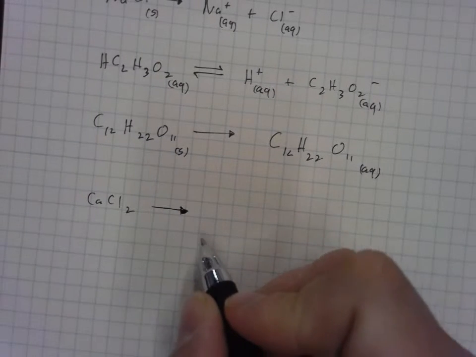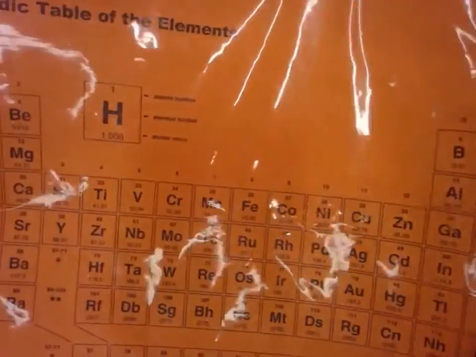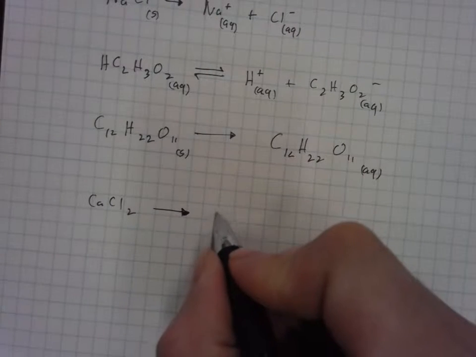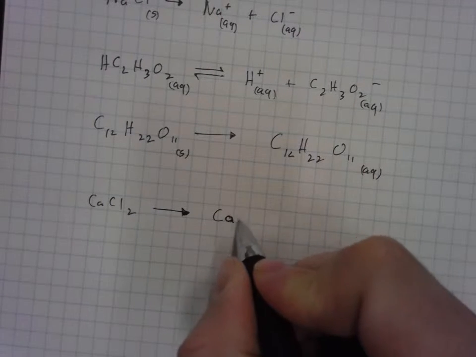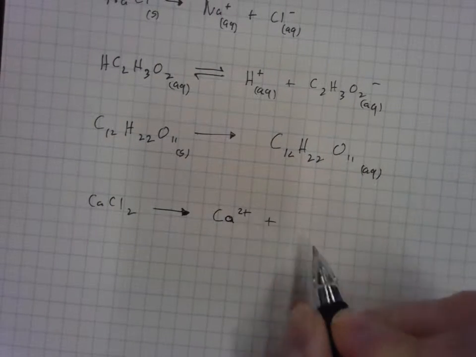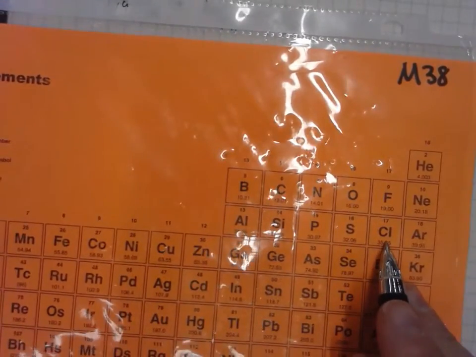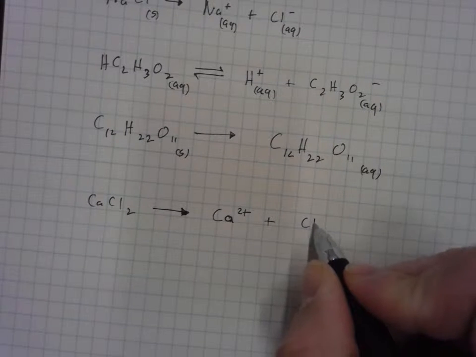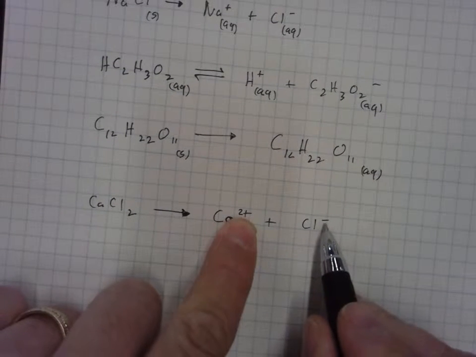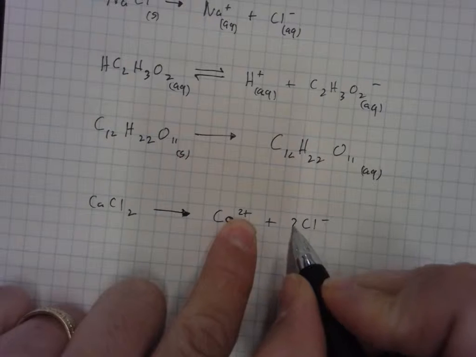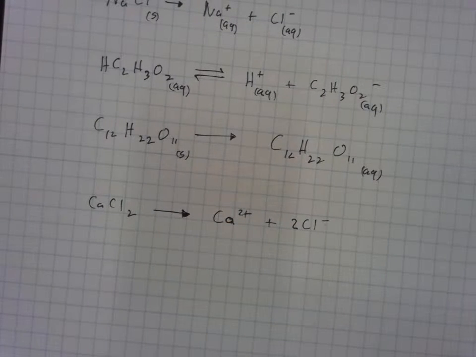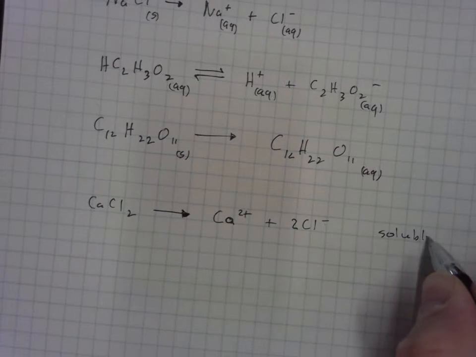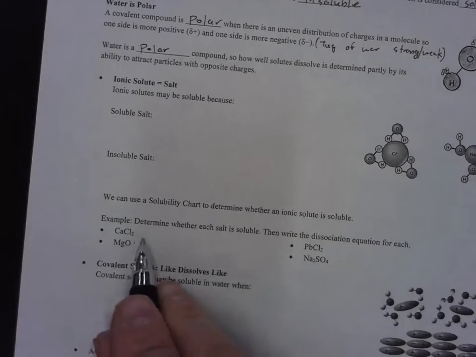So CaCl2 will dissolve in water, so we use a single arrow. We look on our periodic table and see that calcium is in column 2, so it forms a +2 ion, and chlorine is in column 17, so it forms a -1. We look at the charges. Do they cancel? No, they don't. So remember, we have to put a 2 there. That's how you do that, and we say it is soluble. You can write that in there.